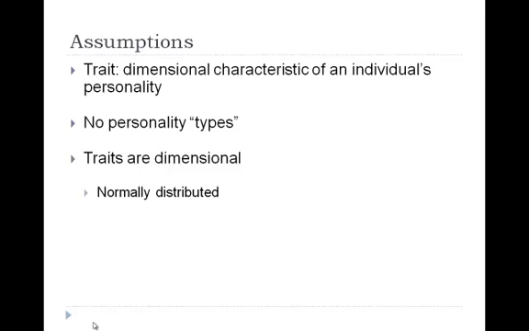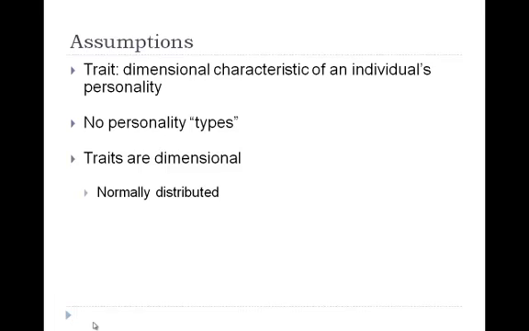The thinking is that people occur at all different levels on the continuum. But if we measured a large enough group of individuals, if we got everybody in the population, and we measured them on any given trait, we would probably find a normal distribution. So traits are normally distributed.